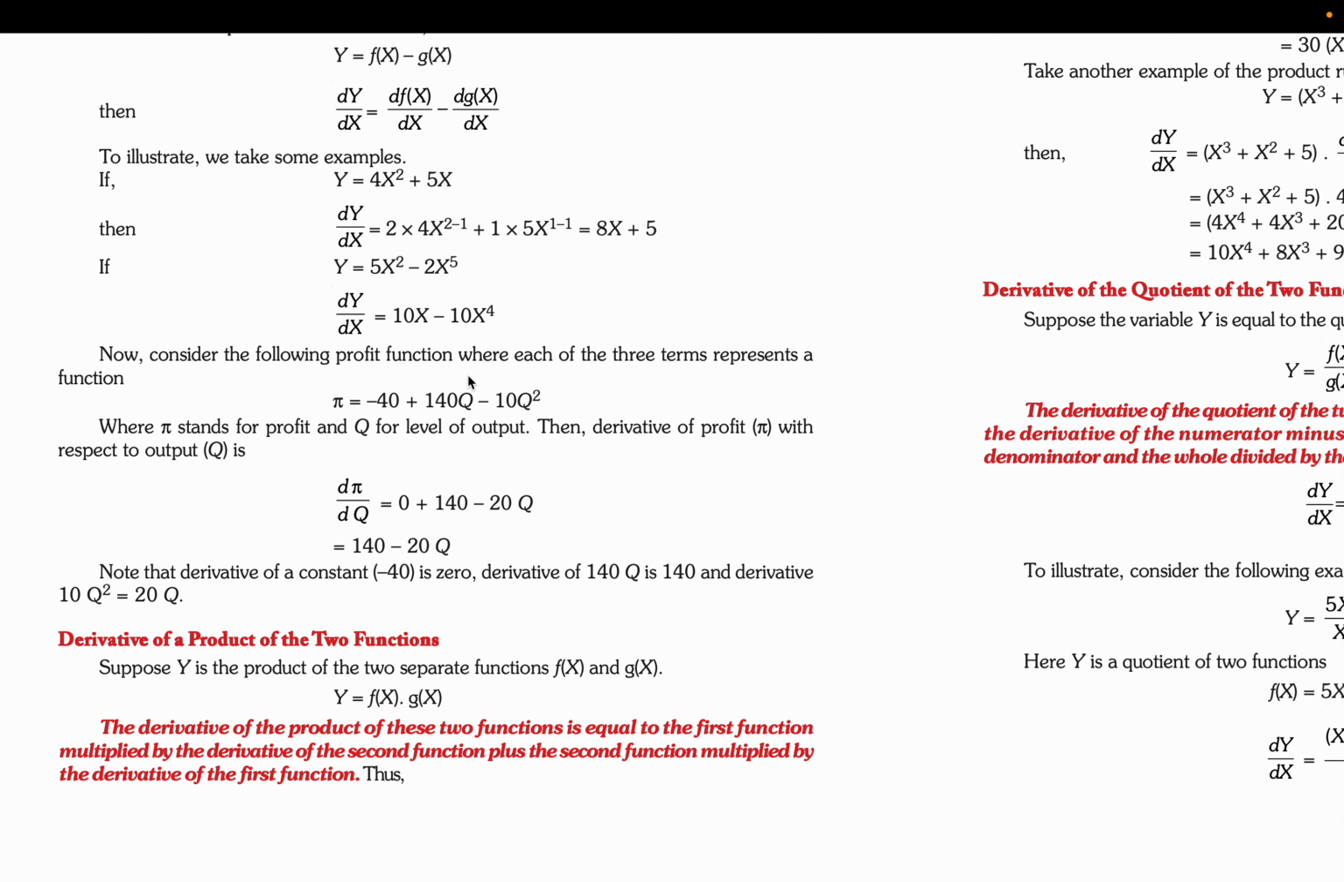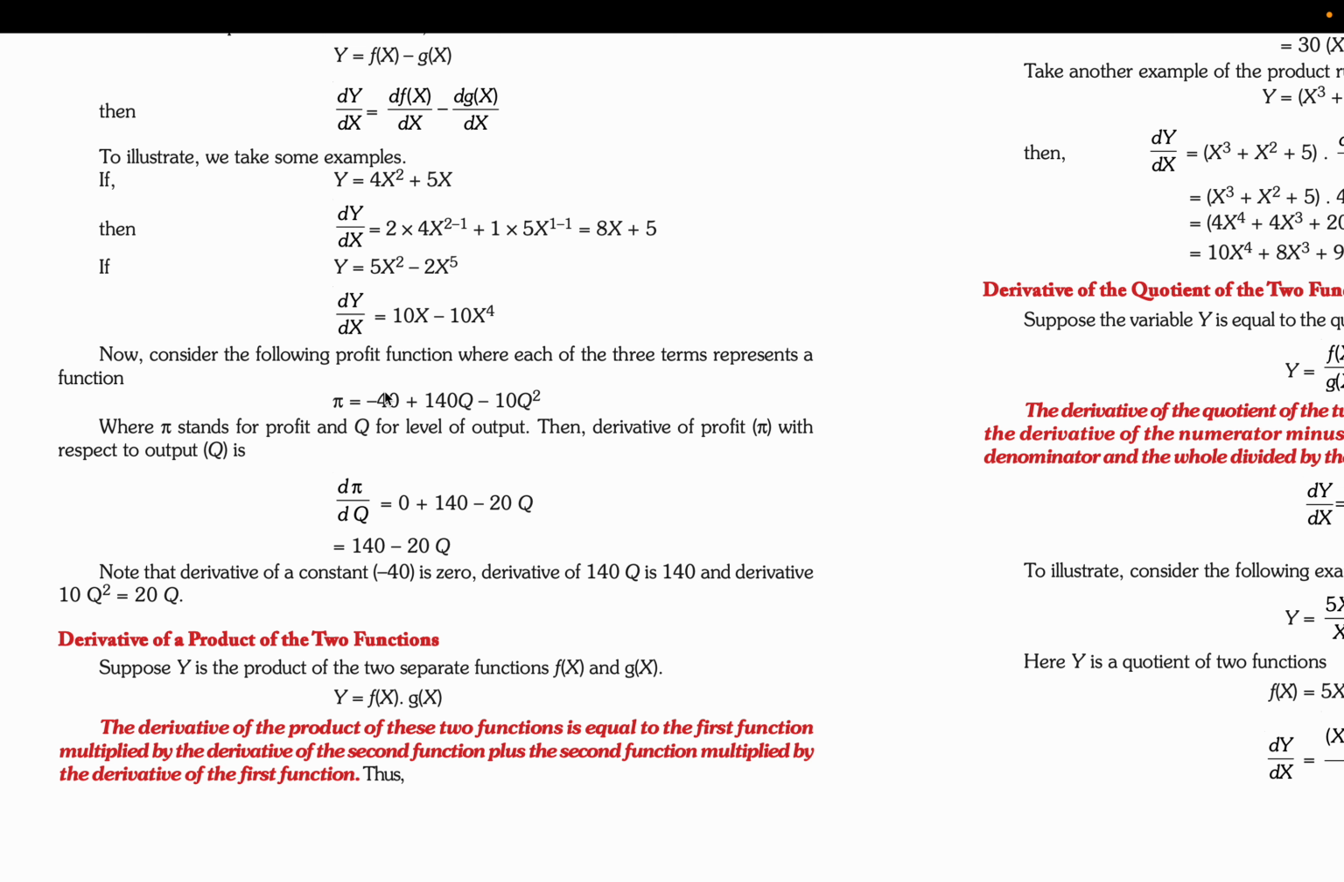Now consider the following profit function, where each of the three terms represents a function. Now these are three terms. Okay, let's just go one by one. So this is going to be d pi by dq, because you're differentiating with respect to q, which is the level of output, and pi of course is the profit. So the derivative of profit pi with respect to the output q is the same. No need to worry, just take the derivative of this.